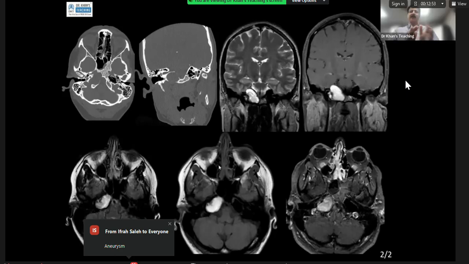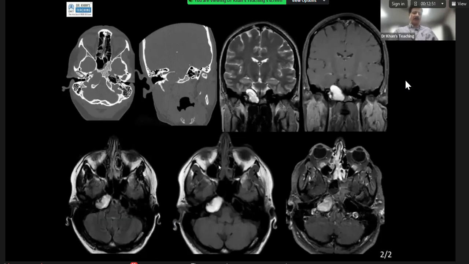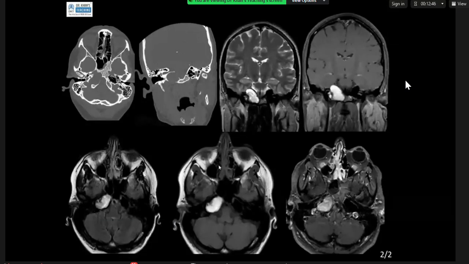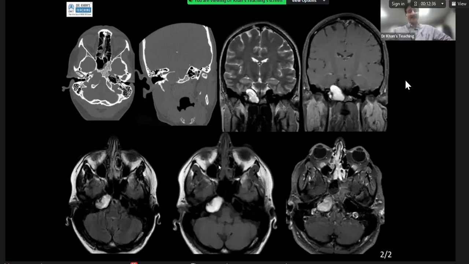Fat containing, you can take it with a pinch of salt. There will be some fat, but in that location, maybe it's just sort of blood. Blood, excellent. So a thrombosed aneurysm. Okay, let me take over. It's an Aunt Minnie case.